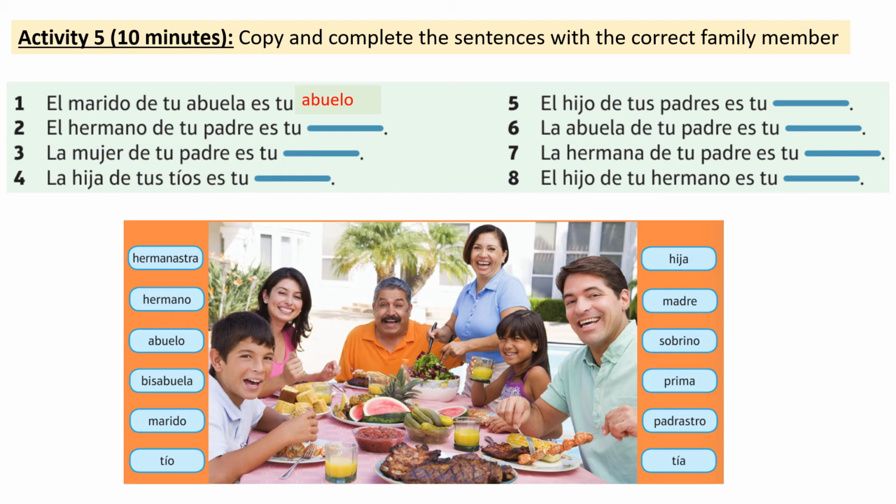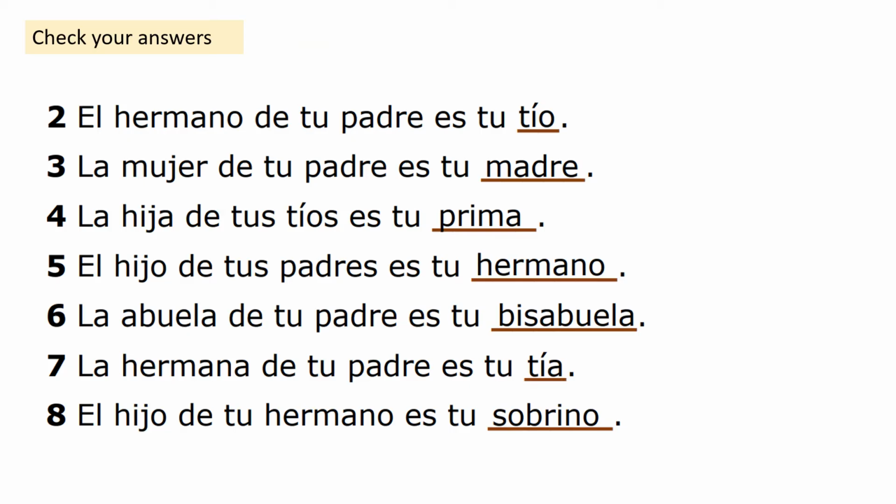Okay, chicos, let's check your answers. Okay, chicos, so here I've got the answers for you. Número 2, el hermano de tu padre es tu tío. So the brother of your dad is your uncle. La mujer de tu padre es tu madre. The wife of your father is your mother. That one we could argue is not necessarily always the case.